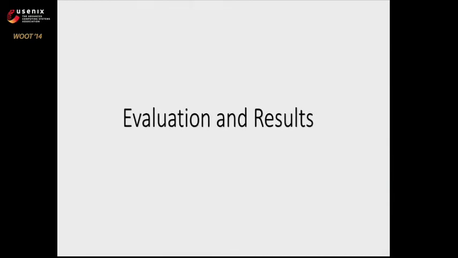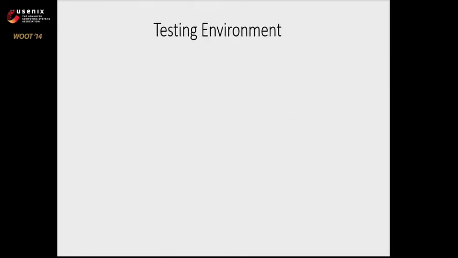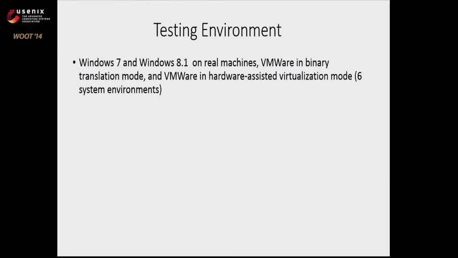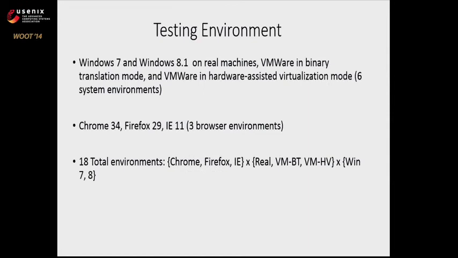So how do we determine what makes a good red pill? Well, first, our testing environment. We ran 2 versions of Windows on a real machine, a VM with binary translation, and a VM with hardware-assisted virtualization. So this is 6 system environments. And on each of these system environments, we ran the 3 most popular browsers, and these were the latest versions at the time of testing. And so this gives us a total of 18 testing environments. We pick a browser to run on a certain machine in a given operating system.